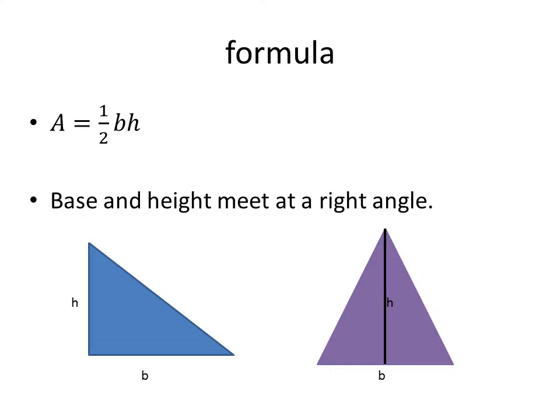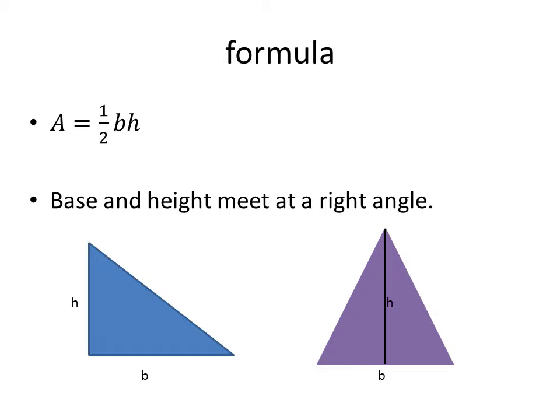This video goes over how to find the area of triangles. The formula for the area of a triangle is area equals 1/2 times the base times the height. Now remember that the base and the height have to meet each other at a right angle, so they are perpendicular. So in our blue triangle down here, our base and our height are the bottom and the left sides because they meet at a right angle.